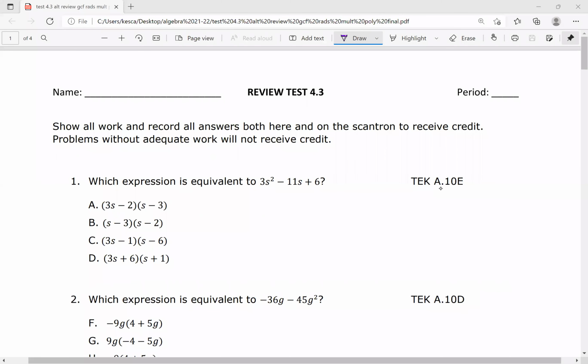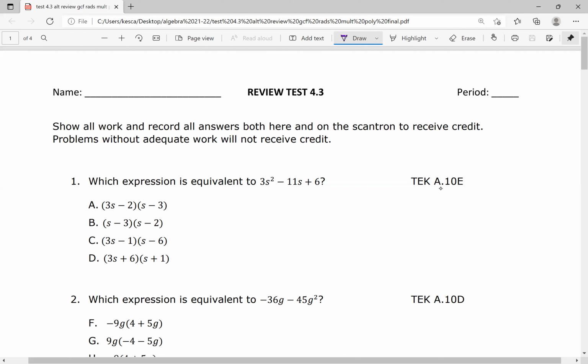All right, so the first problem we are going to work out is number 1. They're asking which expression is equivalent to 3s squared minus 11s plus 6. We haven't gotten to how to factor this yet, so we're going to use a test-taking strategy of working backwards. We're going to take our answer choices and multiply them back together, because when you have two things in parentheses next to each other, that means they're being multiplied. We'll use the box method we learned to multiply polynomials, and see which one gives us our original.